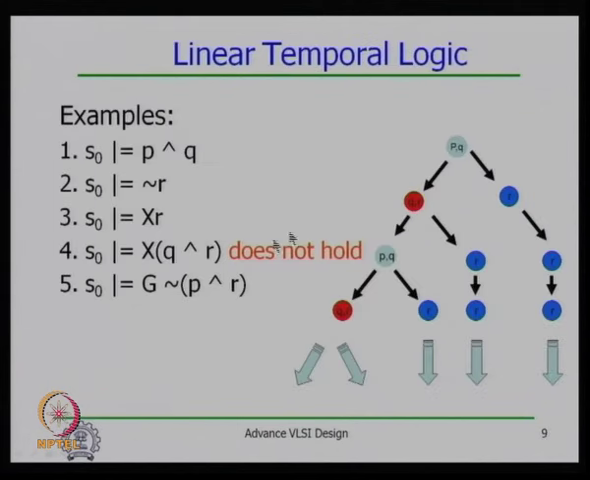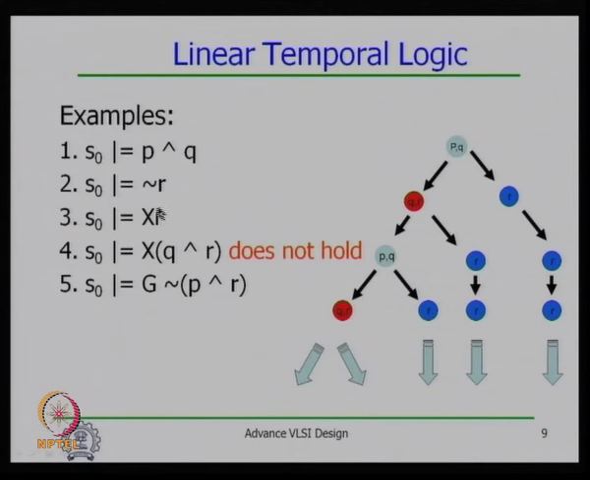Now let us say in this unrolled computation tree, let us argue about these formulas, whether they hold good or not. S 0 is P and Q. Whether it holds good in the very first state, S 0, this holds good because P is true and Q is true, so their AND operation also holds good. Next, S 0 satisfies negation of R. R does not hold good, hence negation of R holds good, so this formula is true.